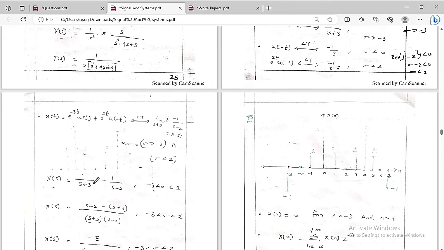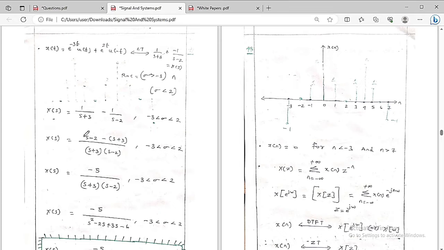So now, 1 by s plus 3 minus 1 by s minus 2. Do the LCM, then we are going to get s minus 2 minus of s plus 3, by s plus 3 into s minus 2. If you simplify, s and minus s cancel. So minus 2 minus 3 is minus 5. So minus 5 by s plus 3 into s minus 2 with an ROC minus 3 less than sigma less than 2. Now if we do the simplification of the denominator, what you are going to get?